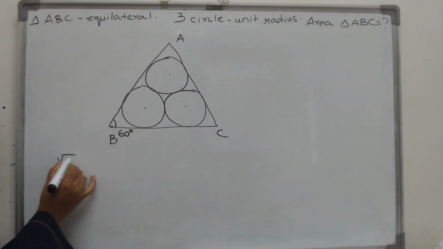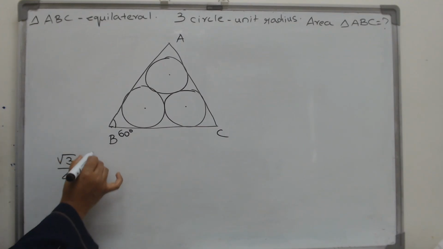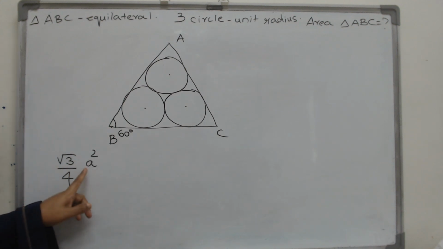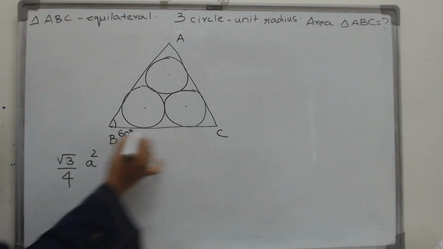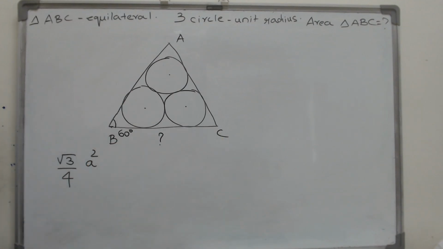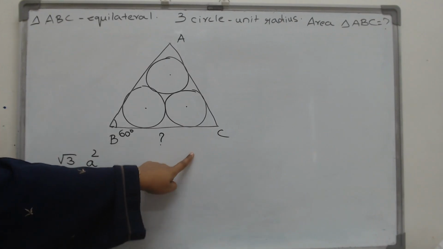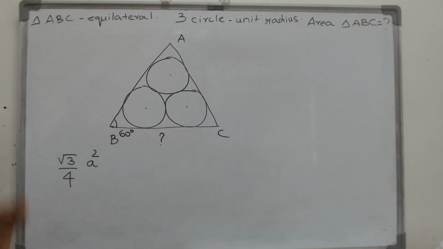What is the area of any equilateral triangle? It is root 3 by 4 into a square, where a is the measure of one of its sides. For example, we will deal with BC and we will try to find the measure of this side BC. Now, what else is given?